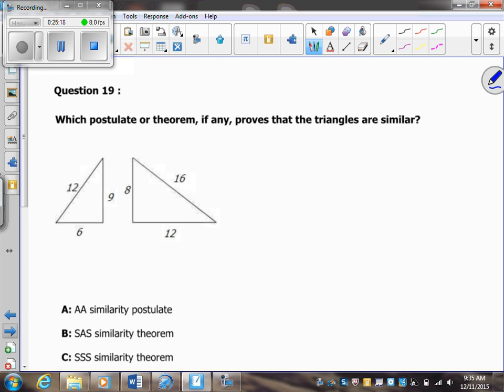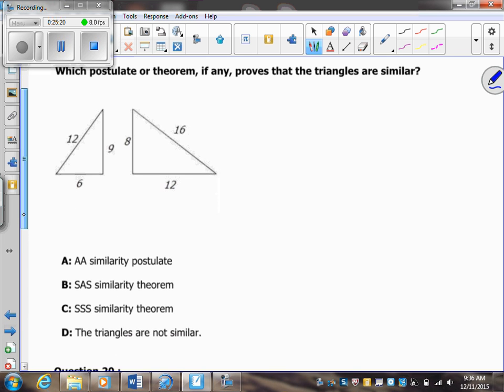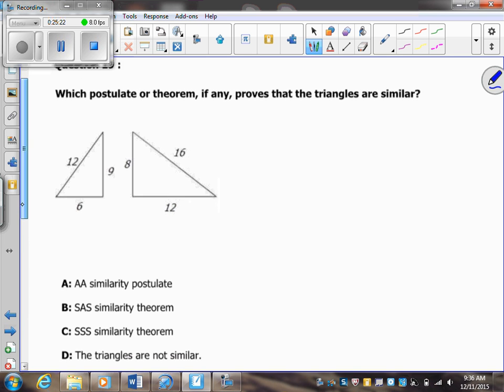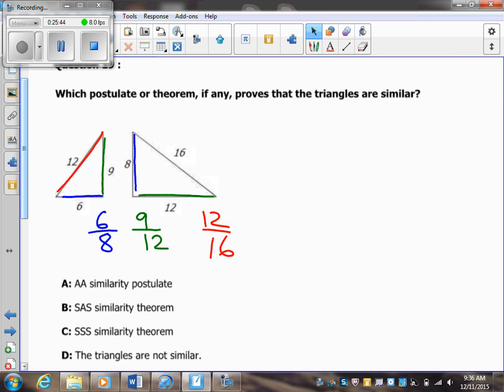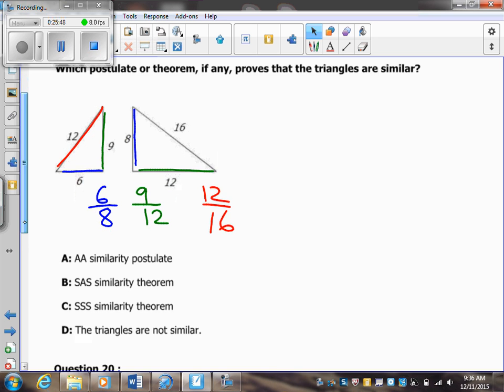All right, 19. Are they similar? If so, with what? If they are similar, it's going to be side, side, side. Again, do the same thing. Small with small, 6 over 8. Then medium with medium, 9 with 12. Then I will do the largest one, 12 with 16. Then see if the ratio is the same. If it is, you use side, side, side. If not, then you pick not similar.